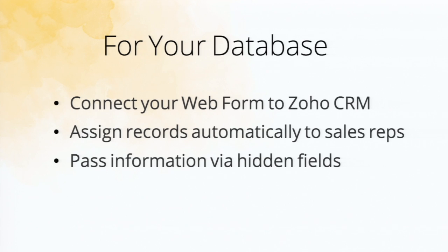And then pass information via hidden fields. Like we talked about, that lead source field. You don't want your customers to see that and be able to select that they came from a trade show or anything like that, but you want to know where they came from. So just pass that information through a hidden field. That way they don't see it, and it automatically assigns the right lead source.